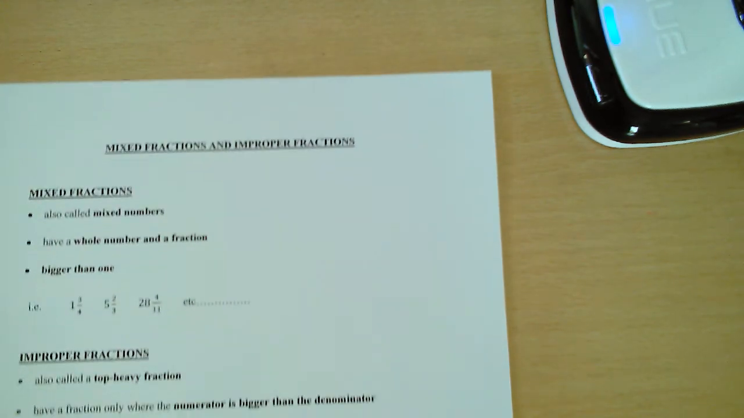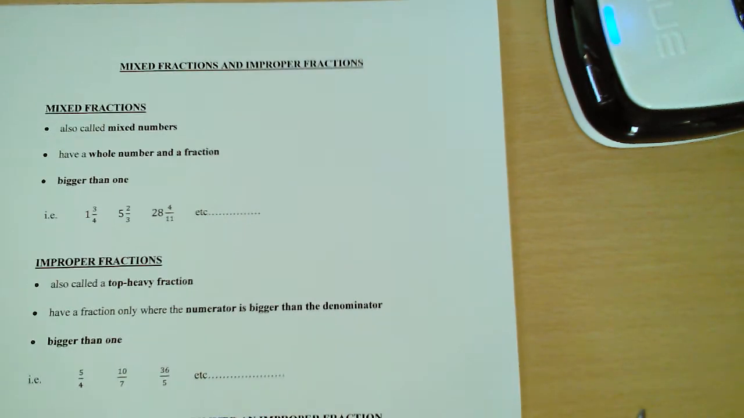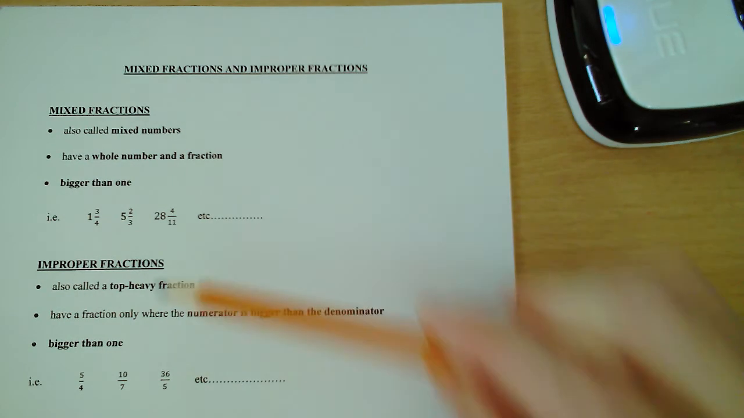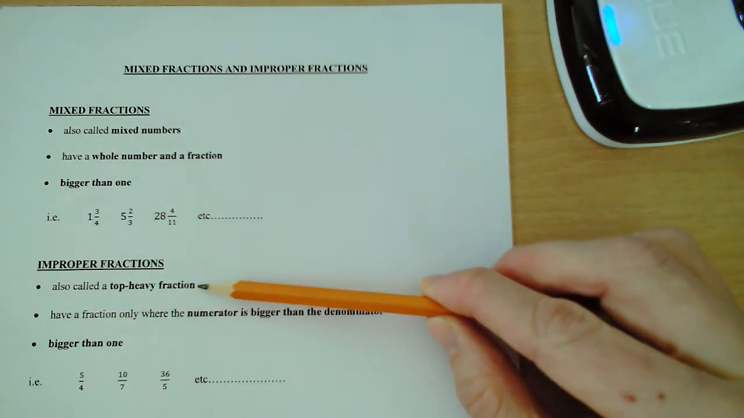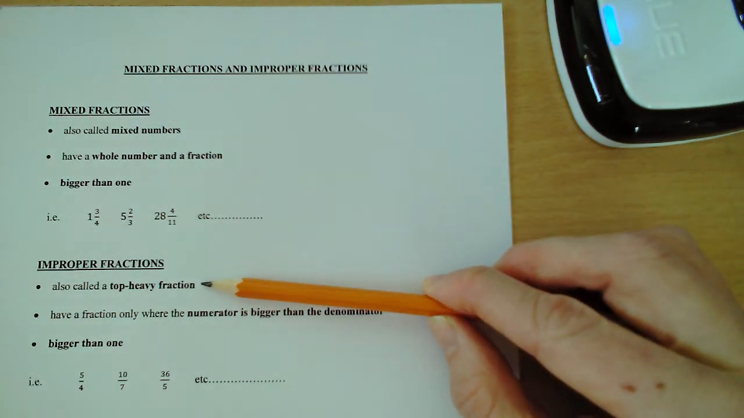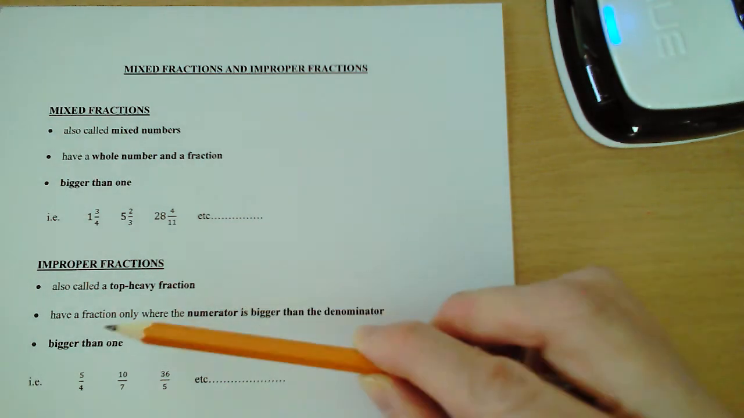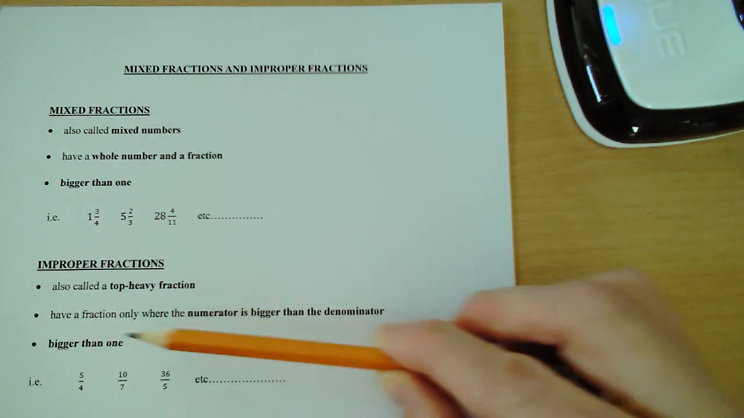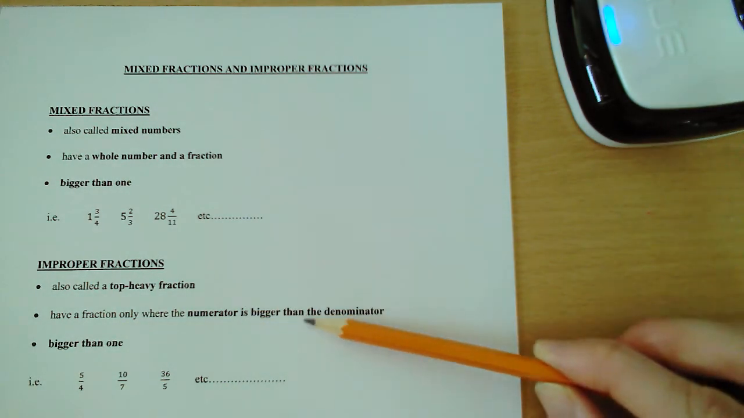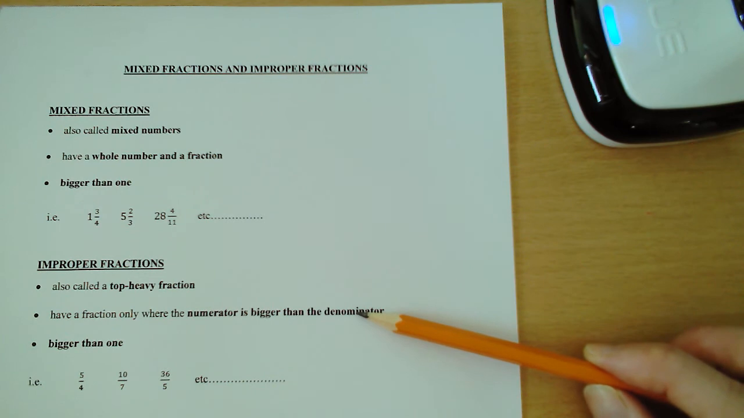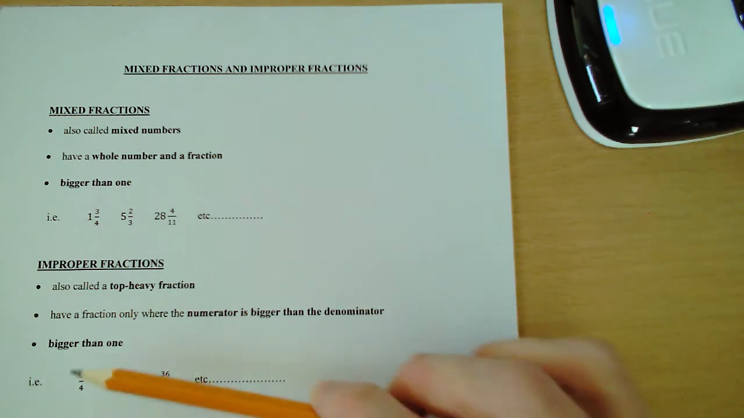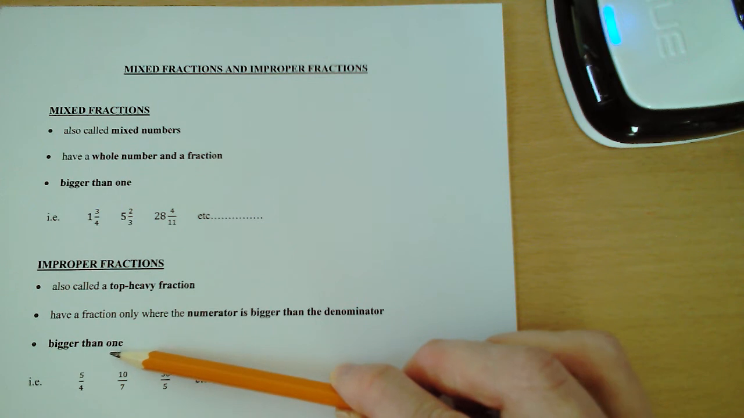Let's now look at improper fractions. So improper fractions are also called top-heavy fractions. This means that they only have a fraction, but the numerator is bigger than the denominator. In other words, the top number is bigger than the bottom number. And these fractions are all bigger than 1.